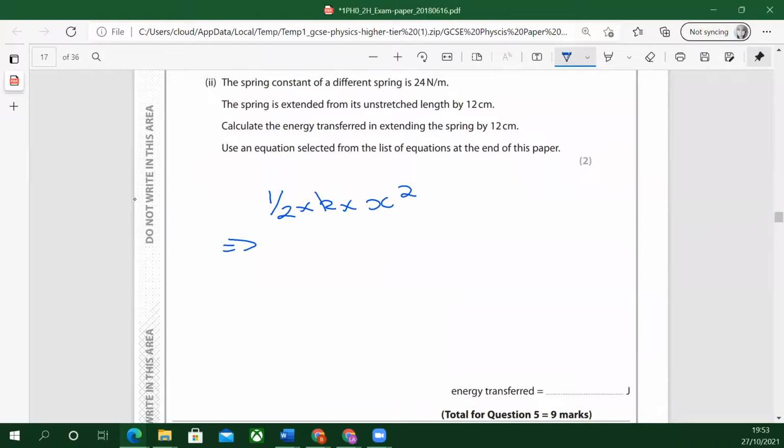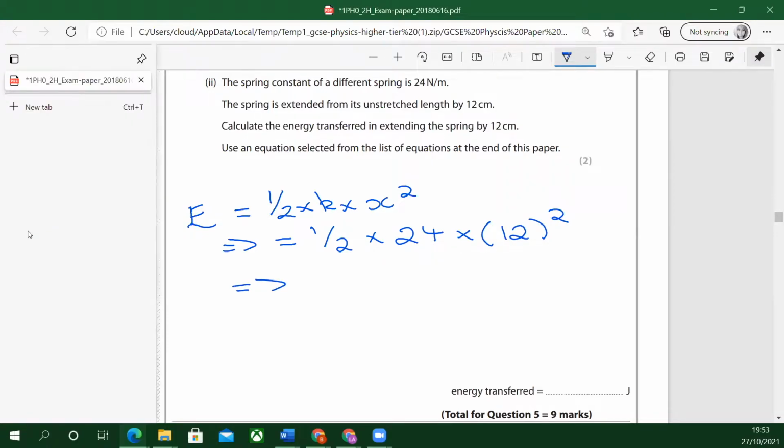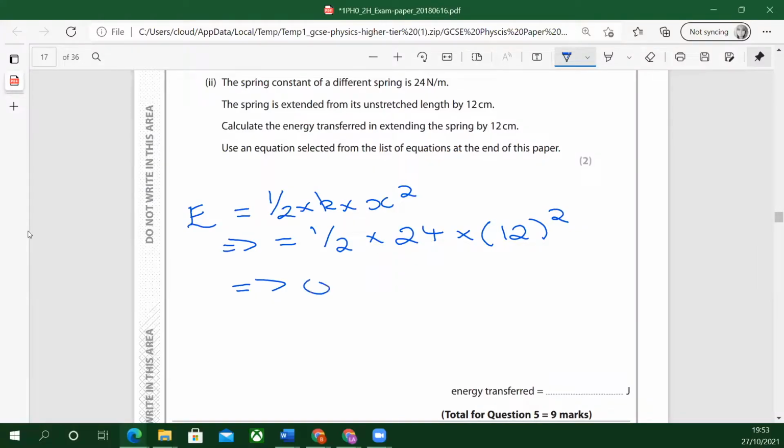So calculate the energy. E, energy, equals half kx squared. If you've forgotten, check back. Half is a half number. K is the spring constant, we're told it, we don't have to work that out: 24. x squared is the extension, and it's 12 squared, remember. Again, no rearranging. All we have to do is put that into a calculator and we get 0.17 joules.